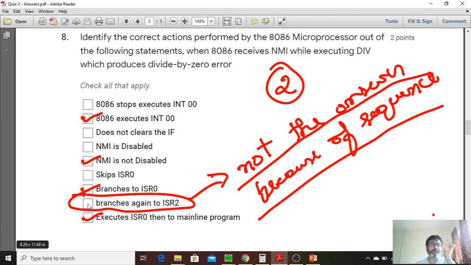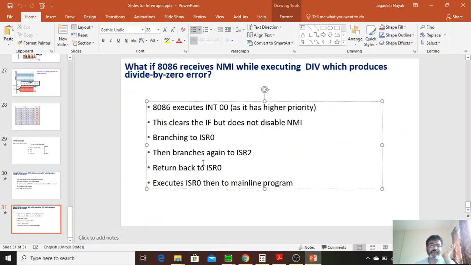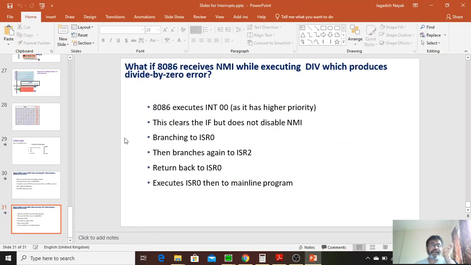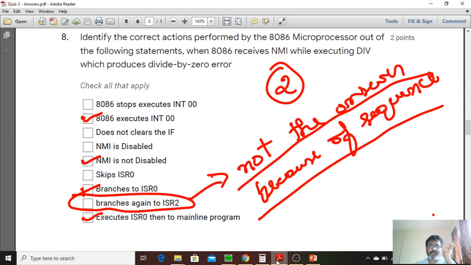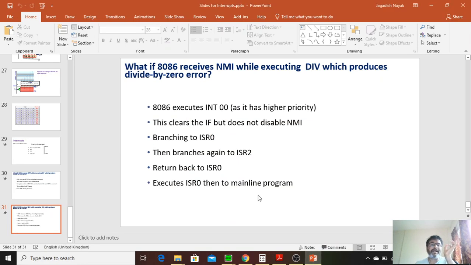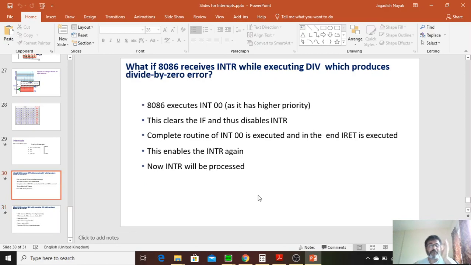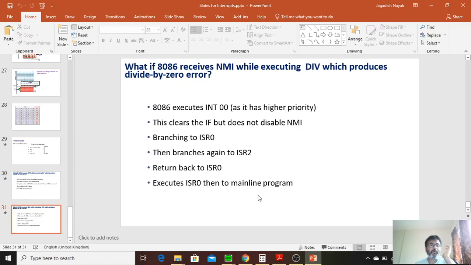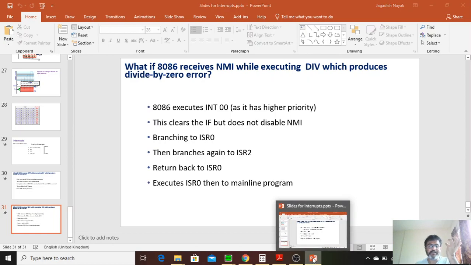See, the trickier option is here. These two you have to check: branches to ISR0 and branches to ISR2. It is not in the sequence. Regarding the sequencing, it need not be given. It has been told in the class that this is the sequence the microprocessor works in whenever this interrupt occurs. These are the step-by-step processes happening when the interrupt is executed.